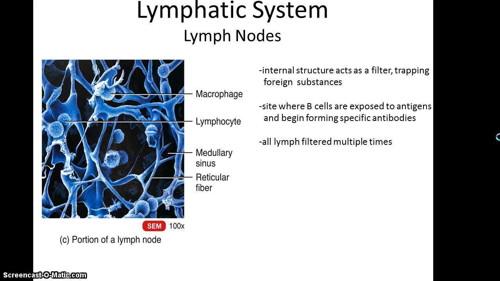Inside the lymph node, you see that there are a lot of protein fibers that end up forming this mesh-like structure. And this mesh helps to filter the lymph and traps foreign substances, infectious agents, and so forth, to then be taken care of by the macrophages and other leukocytes. This is also the site where B cells are exposed to antigens and begin to form specific antibodies. So here in the lymph nodes is where the whole antibody production begins.